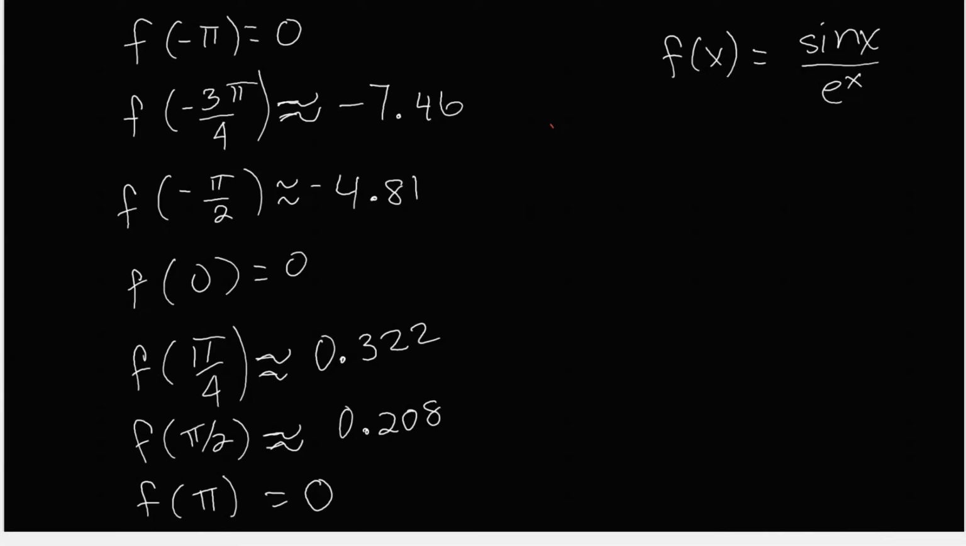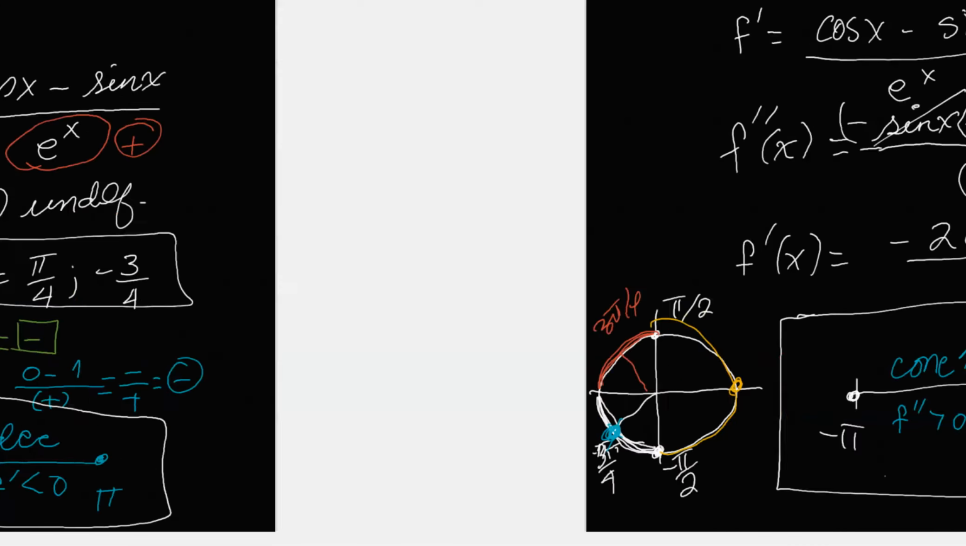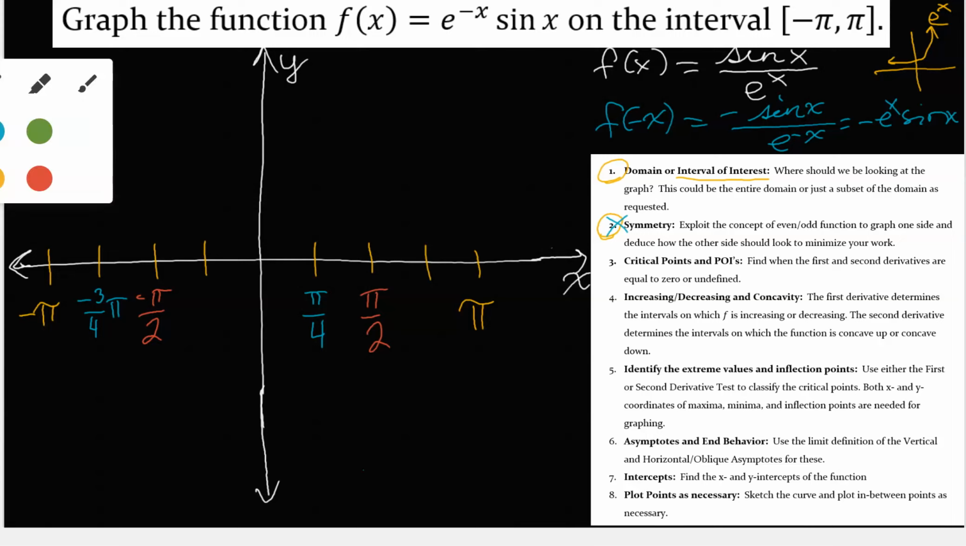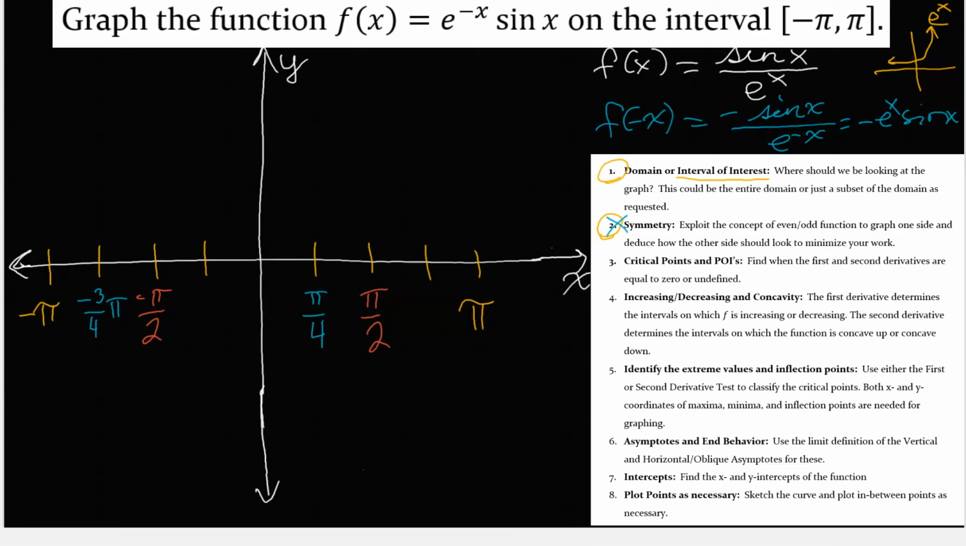So let's go ahead and put them where they belong in our graph here. So in our graph, we would see the points negative pi, 0; 0, 0; and pi, 0. And then at negative 3 pi over 4, we are looking at negative 7 something. So let's go down here, and we will call that negative 7.46-ish right there. Okay, not to scale, of course.